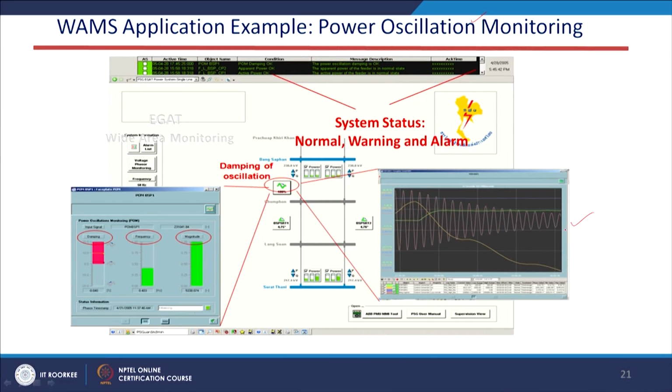Now, this is the power oscillation monitoring part. Between two areas, the tie line basically connects the two areas. If any oscillation occurs within this tie line, we can monitor it from this wide area monitoring system facility, and from there we can take some decisions. These are some examples I said. There are many applications we can do from this wide area monitoring system structure.